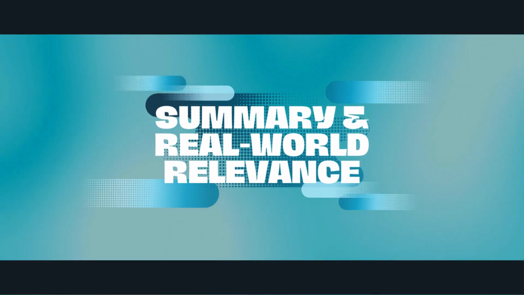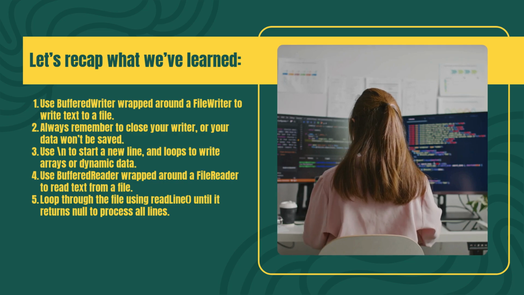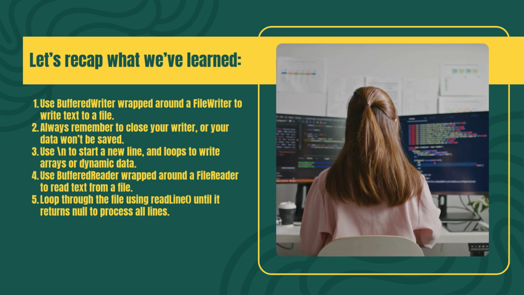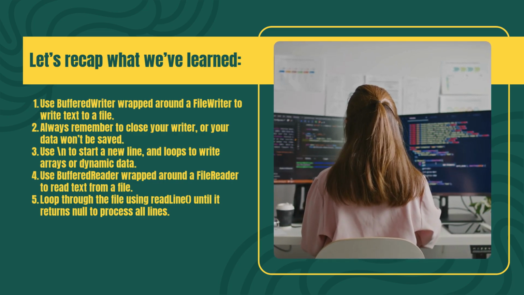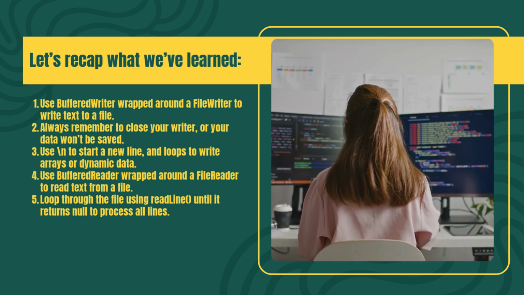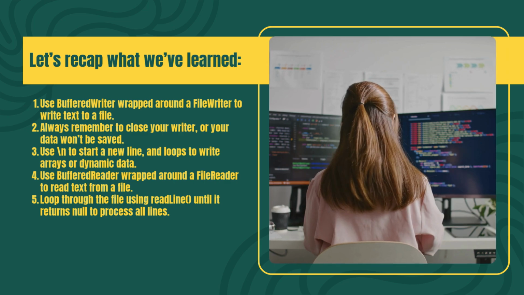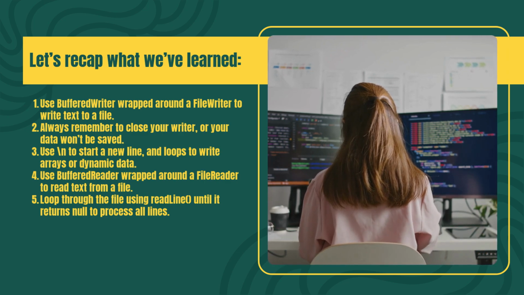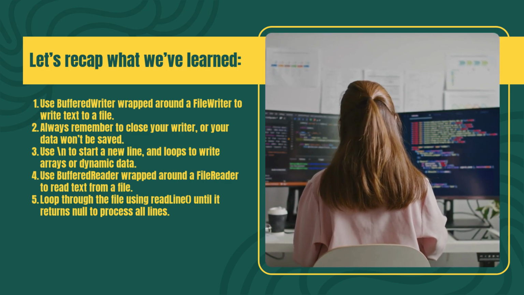Section 5, Summary and Real-World Relevance. Let's recap what we've learned. Use BufferedWriter wrapped around a FileWriter to write text to a file. Always remember to close your writer, or your data won't be saved. Use \n to start a new line, and loops to write arrays or dynamic data. Use BufferedReader wrapped around a FileReader to read text from a file. Loop through the file using readLine until it returns null to process all lines.